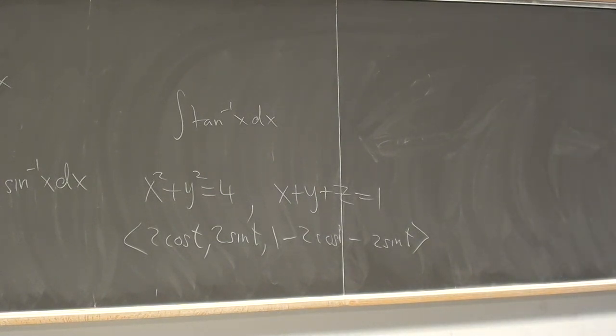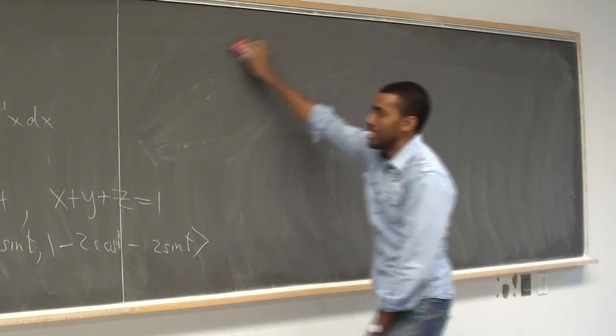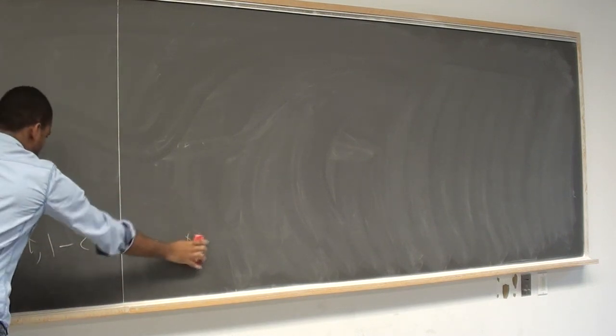What's cosine of pi over 3? Pi over 3 is 60 degrees. Cosine of 60 is 1/2, correct. You should know it without having to convert. Sine is square root 3 over 2.